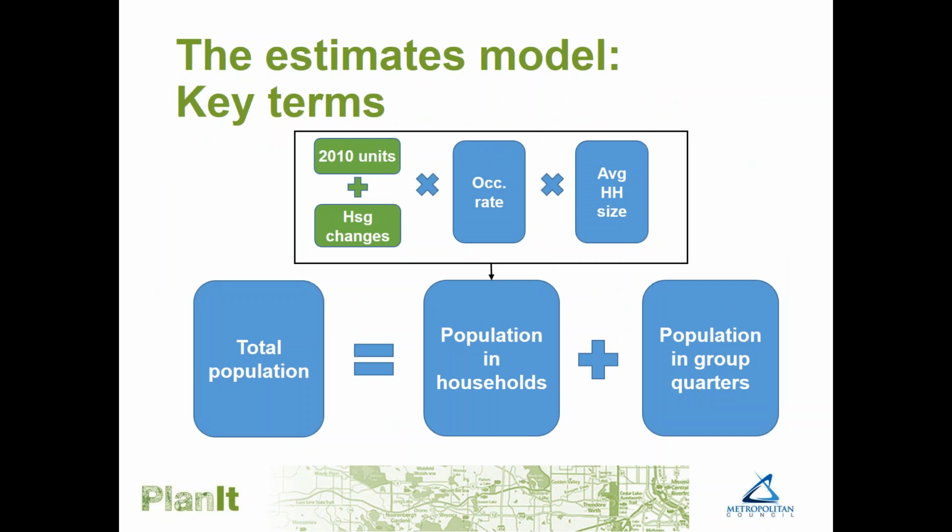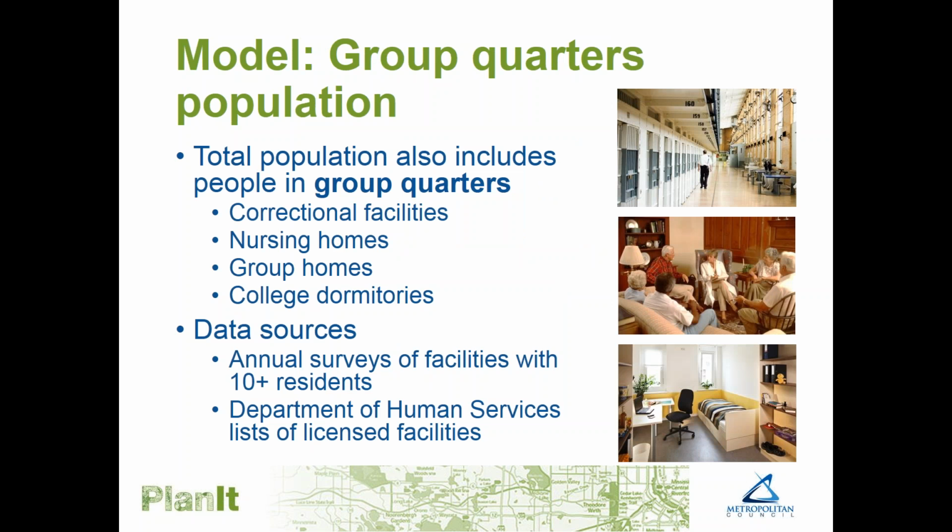And as I mentioned earlier, there's that other component of total population, the group quarters population. So to get to the total population, we need to estimate those people as well. So these group quarters facilities, some of these are institutions that the residents don't often leave, like correctional facilities or nursing homes. And others are places like group homes and college dormitories. But either way, these are places that aren't really part of the housing market, and so they don't have the occupancy rates and the average household sizes that we typically look to in the census data. So instead, we count them directly.